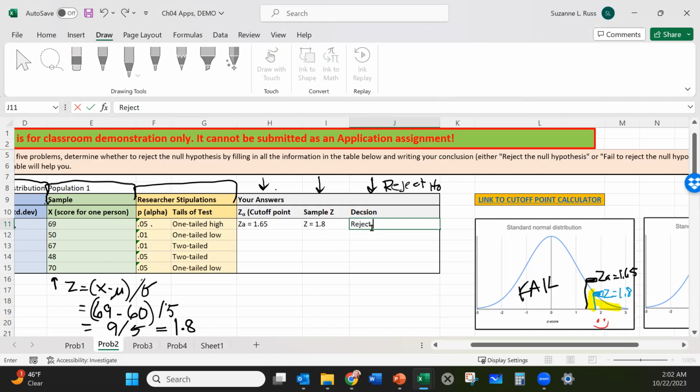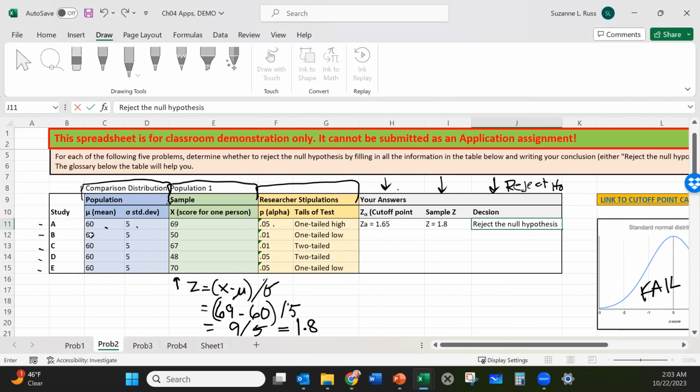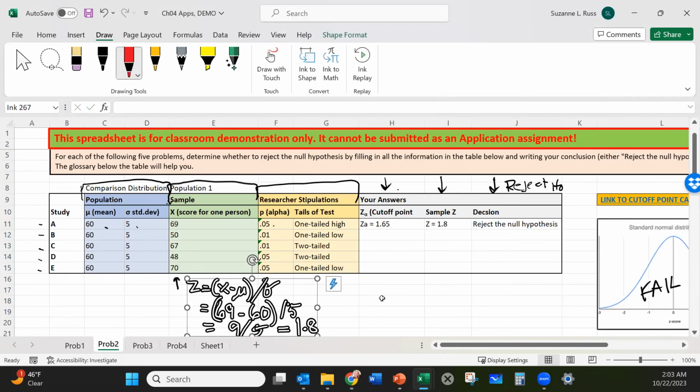And you can write out null hypothesis or just reject H0. Either way is fine, whatever you're comfortable with. All right, in our next test, we have similar information because our sample still has a mean of 60 and a standard deviation of 5, but our individual score is 50. So let's go ahead and substitute in.